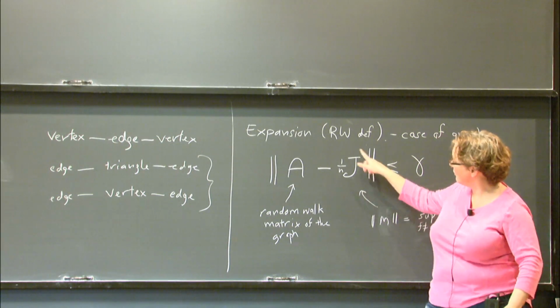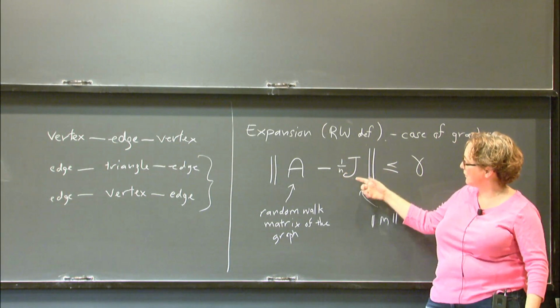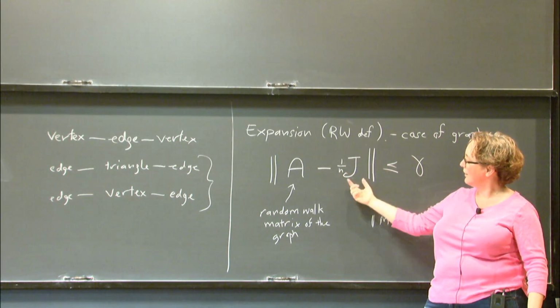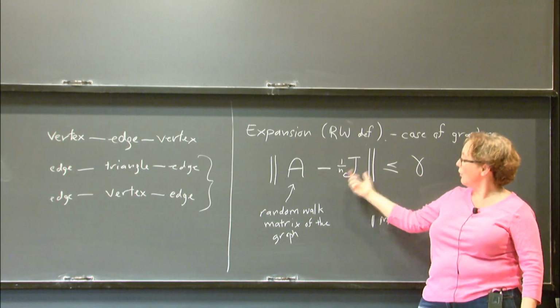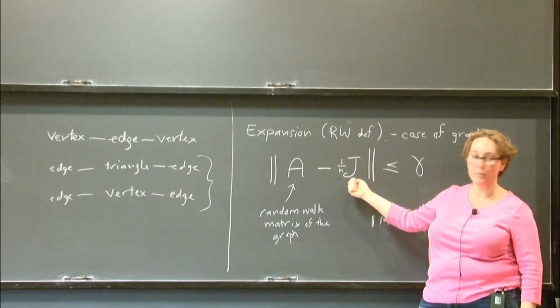So what are the eigenvalues of this matrix? There's the all ones vector, it has eigenvalue 1. And all the other vectors have eigenvalue 0.